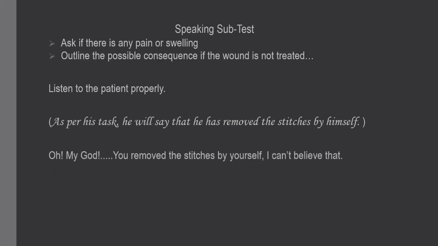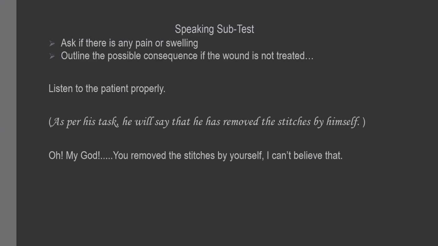Oh my God. Oh my God. Don't say that. Oh my God. English is an expressive language, right? So when you are saying something, you have to say it with expressions. Oh my God, you removed the stitches by yourself. I can't believe that. Apart from that one, we can say like this also. Oh my God, you removed the stitches by yourself. I can't believe that. But that's something different, right? We have to say with the expressions.